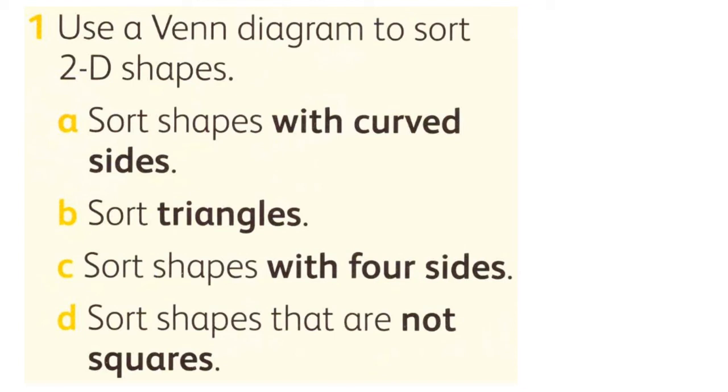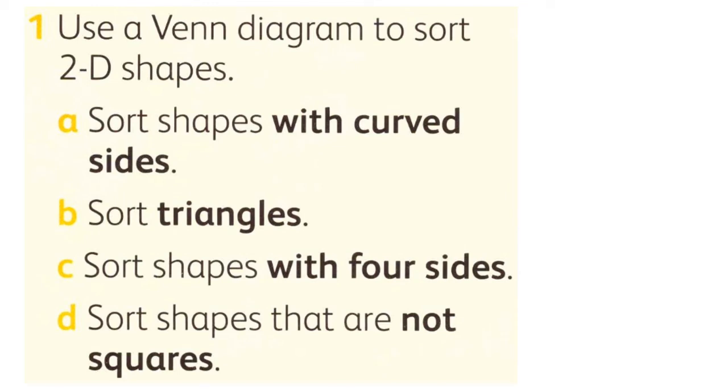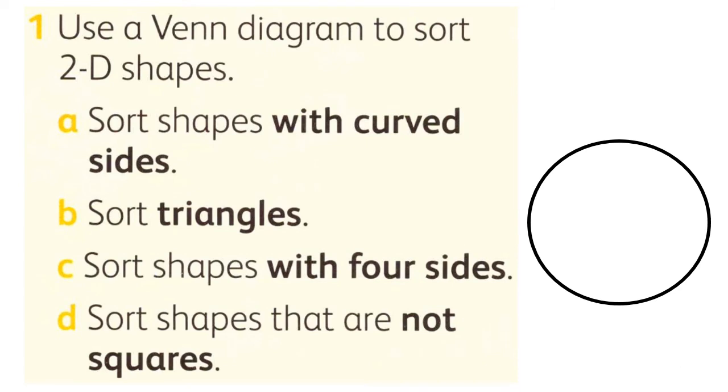B. The rule for this group is triangles. So I draw shapes with 3 sides. C. Sort shapes with 4 sides. The shapes in this group have 4 sides, like rectangles, squares, and diamond shapes.